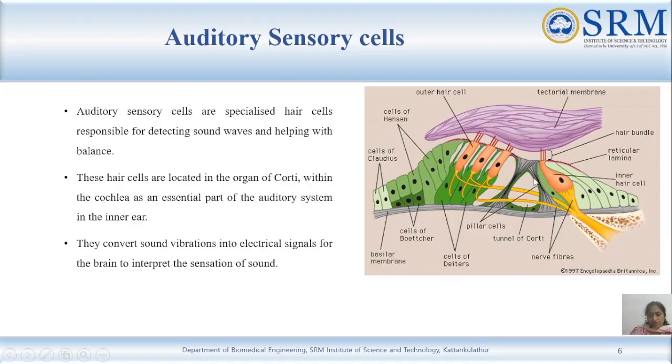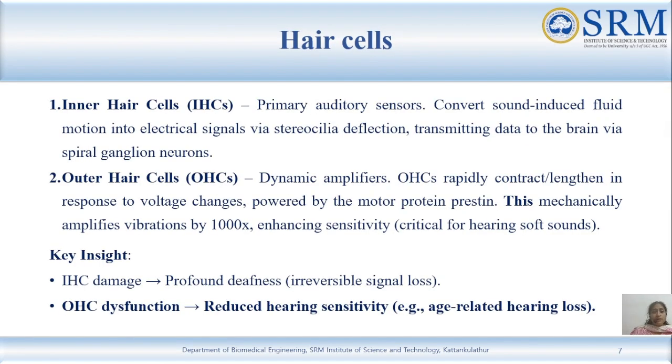Then there are the reticular lamina cells. So the reticular lamina is the apical surface membrane structure which seals the organ of Corti and holds hair cell stereocilia in place. And there is also the tunnel of Corti, which is the fluid filled space between the inner and the outer pillar cells, and this allows vibration freedom.